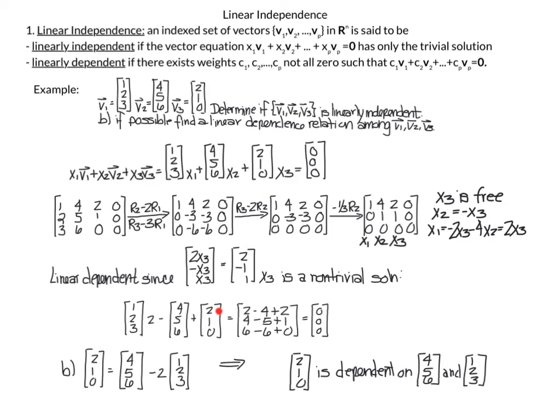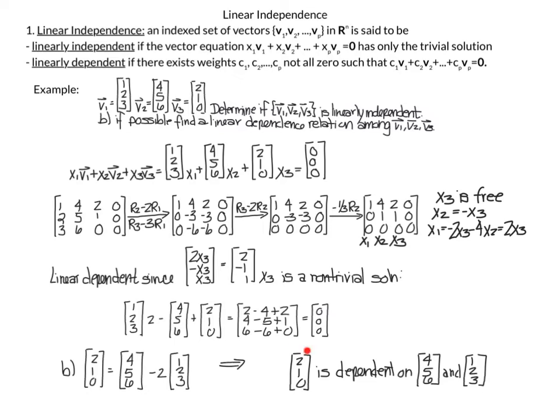Just looking here, I have 2, 1, 0. I can add this 4, 5, 6 to both sides of the equation, so it cancels here, and over here, to 0, I get 4, 5, 6. And then I can subtract 2 times 1, 2, 3 from both sides of the equation, so I get minus 2 times 1, 2, 3. And you can verify that indeed 2, 1, 0 is a linear combination of 4, 5, 6 minus 2 times 1, 2, 3. So 2, 1, 0 is dependent on 4, 5, 6 and 1, 2, 3.